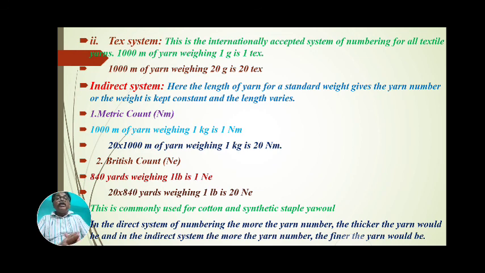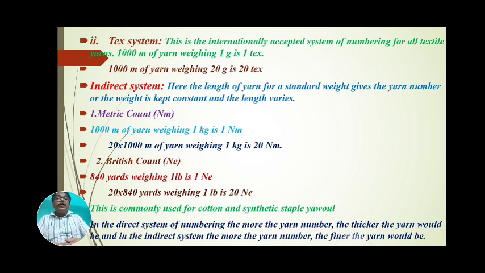whereas 1,000 meters of yarn weighing 20 grams is 20 Tex. All of it is measured in the direct system. It is the direct system of yarn numbering.